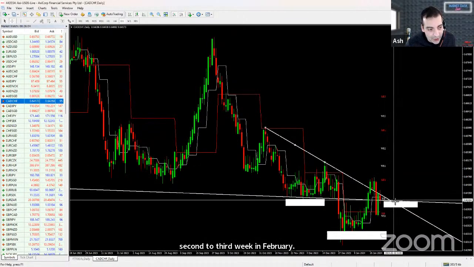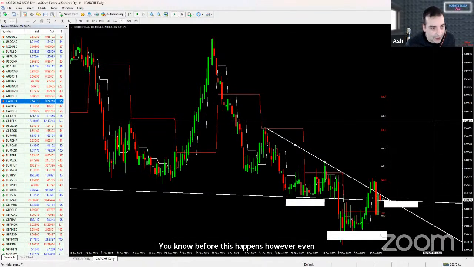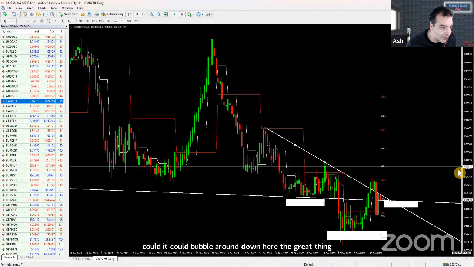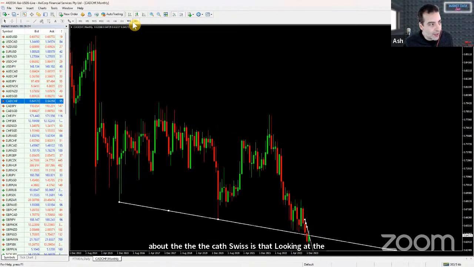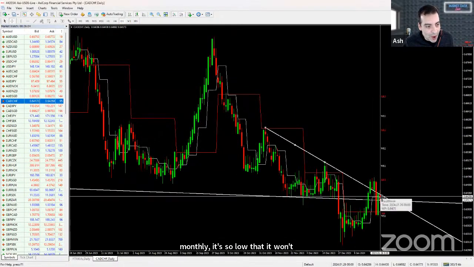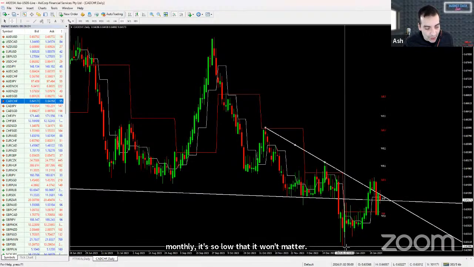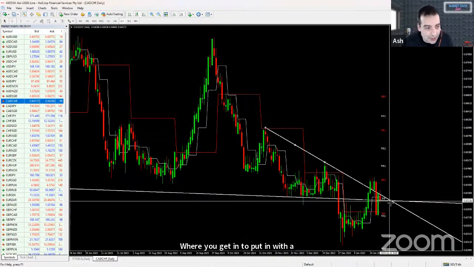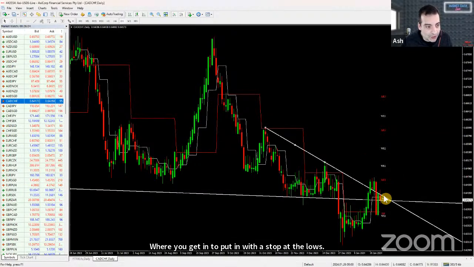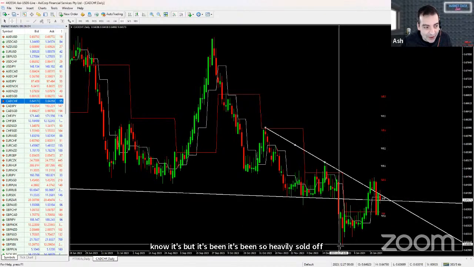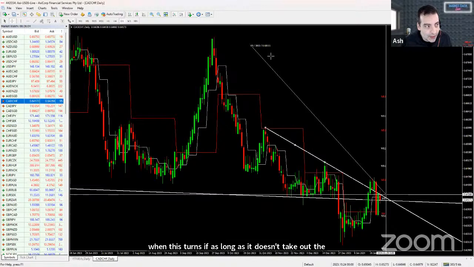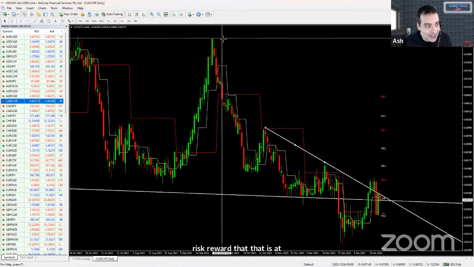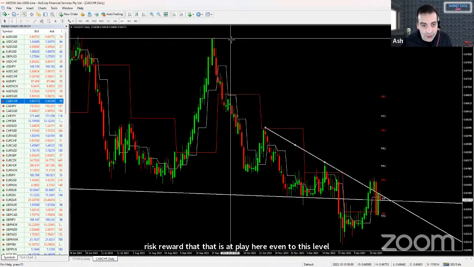However, even though it could bubble around down here, the great thing about the CAD Swiss is that looking at the monthly, it's so low that it won't matter where you get in to put in a stop at the lows, because it's got such a long way to go. It's been so heavily sold off. When this turns, as long as it doesn't take out the low, there is lots and lots of risk to reward at play here. Even to this level, there's a near 3-to-1.